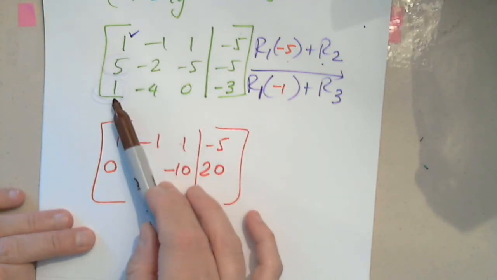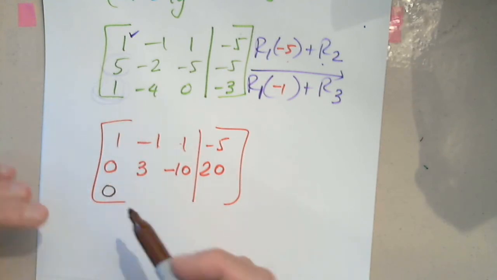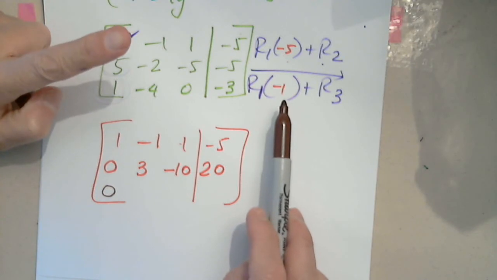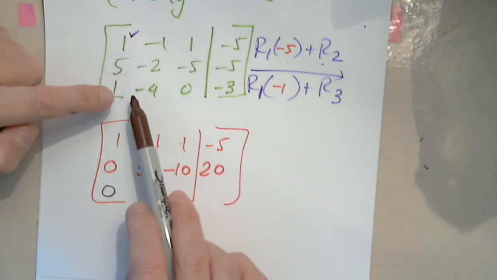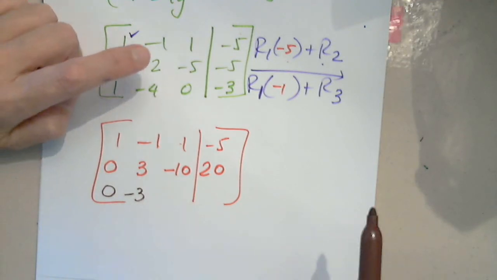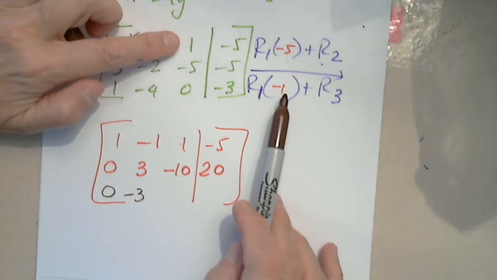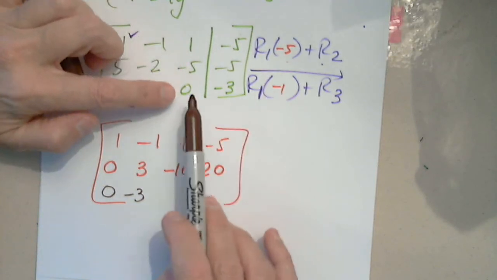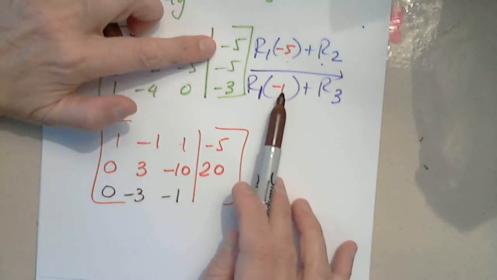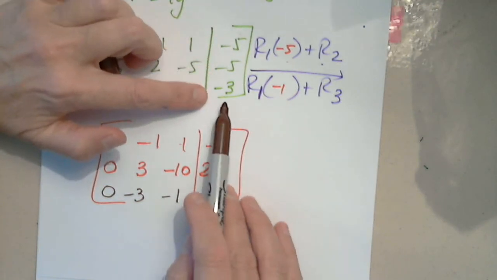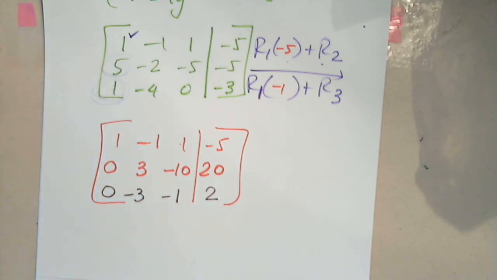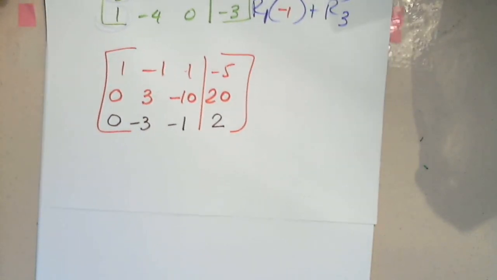1 times negative 1 plus 1, it better be 0. Negative 1 times negative 1 is positive 1. Positive 1 minus 4 is negative 3. 1 times negative 1 is negative 1, plus 0 is still negative 1. Negative 5 times negative 1 is 5. Minus 3 is 2. Ugly no matter what we do. And we have to divide by 3.